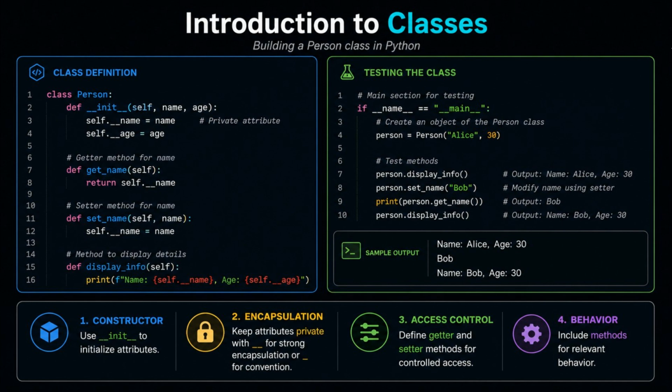And here's the same Person class in Python. Attributes prefixed with double underscores for strong encapsulation, an __init__ constructor, get_name and set_name methods, and a display_info method. Same logic as Java and C++, just Python's own naming conventions for privacy and construction.